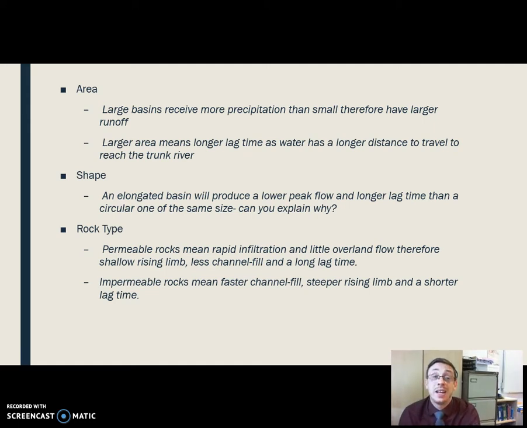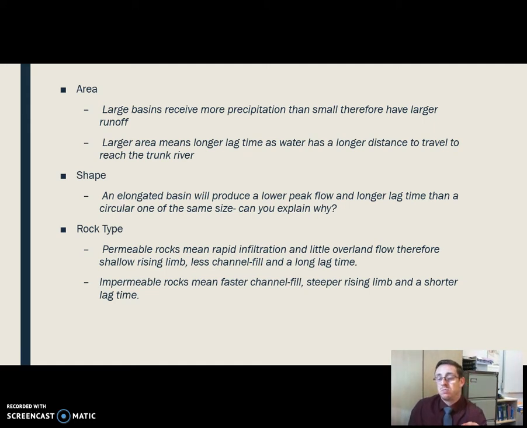Now, the area of a basin, if we look at really, really large basins, they're just bigger. They've got a bigger chance of gathering in more precipitation, so they can get more runoff. However, this also means that lag time is going to be longer because the water has to travel further in order to make it from the outside edges of the basin into the river channel in the middle.